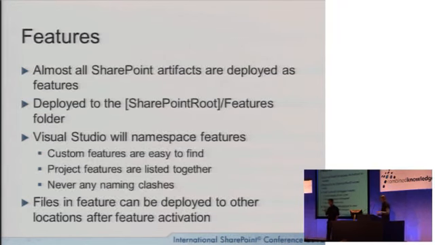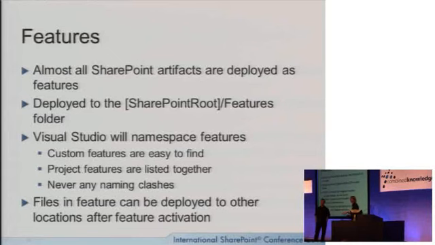Visual Studio will namespace features for you, which is very convenient because it means you can't get clashes. You can imagine if you deploy more than one solution into a single environment, you might get two features that are called content types, for instance. If you namespace them, you won't get a clash with the same folder names. Project features, because they are namespaced, will always be listed together, and you don't get any clashes with that. Once the features are deployed onto the file system, and all the files that you deploy with the features are deployed into the features folder, as soon as you activate a feature, those files might be distributed to other locations.